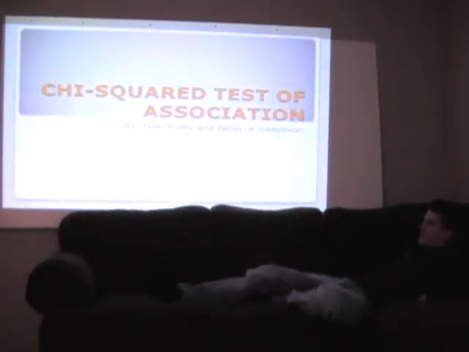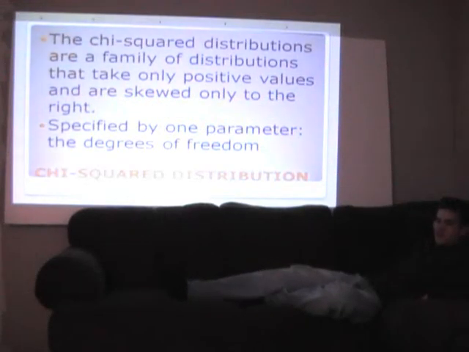We will now be discussing chi-squared test of association. Chi-squared family of distributions take only positive values and are skewed to the right. They have one parameter, the degrees of freedom.